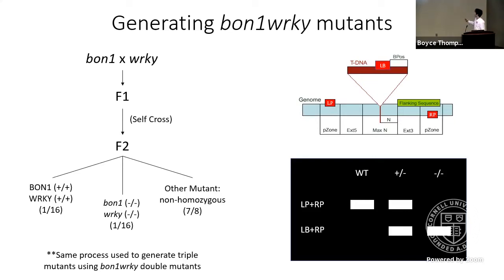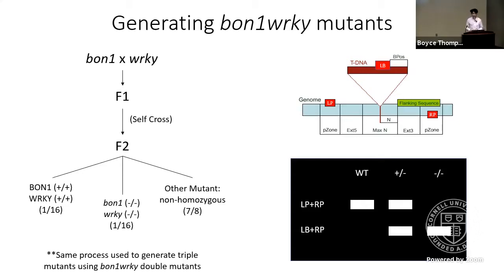So moving onwards, we derive the BON1 WRKY double mutants and even triple mutants by performing crosses between lower order mutants, such as a single BON1 homozygous mutant and a WRKY mutant. What you do is you cross the two plants to get an F1 generation, and you allow these plants to self-cross to get an F2 generation, which should consist of 1/16 BON1 WRKY homozygous double mutants.